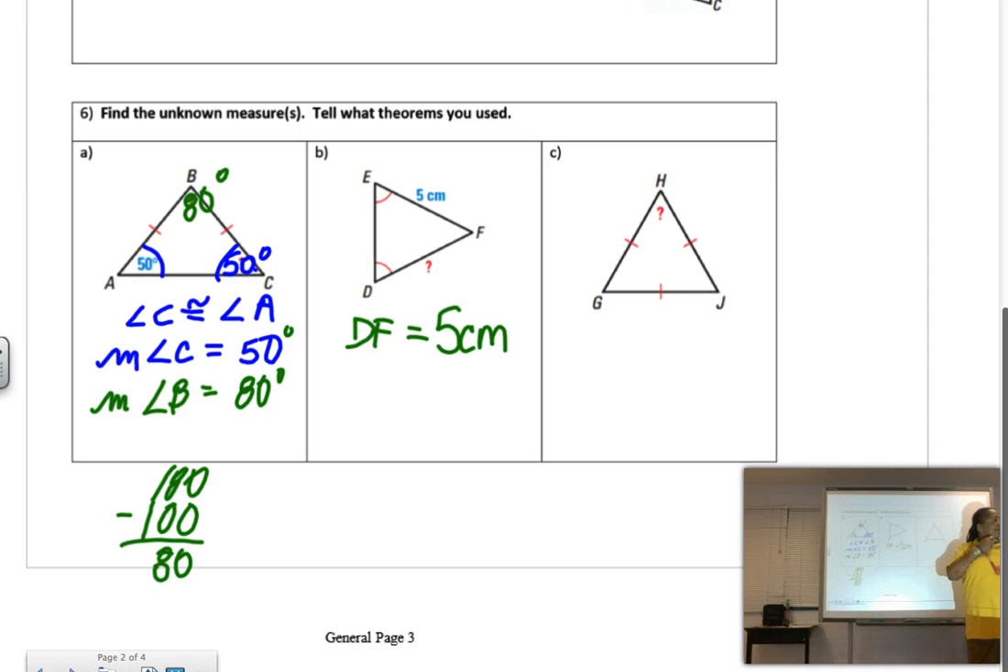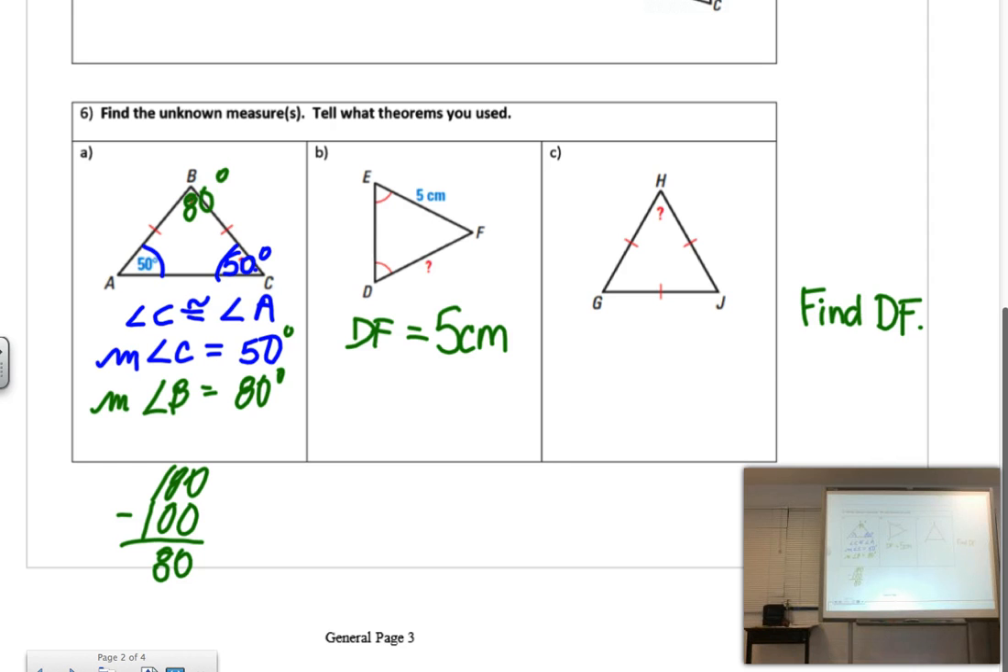What does it mean when I don't put a segment above it? When you see two letters with nothing above it, it's saying the measure or the distance. So the measure of DF is 5 centimeters. This is why a lot of times on a test or a quiz, when they say find DF, that is the measure of DF. If you have a line above it, you're talking about the shape. If you don't have a line above it, you're talking about its measure.